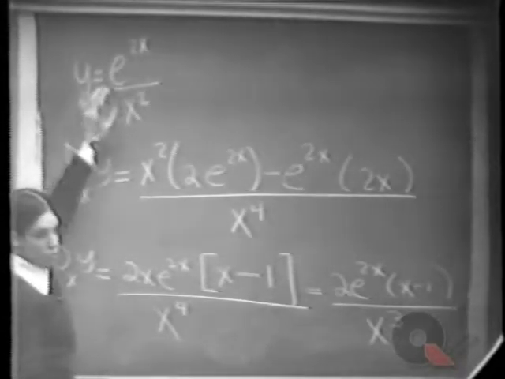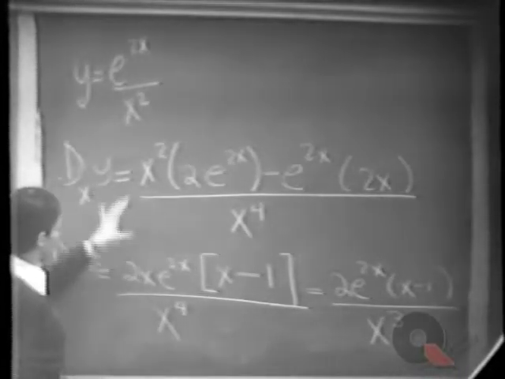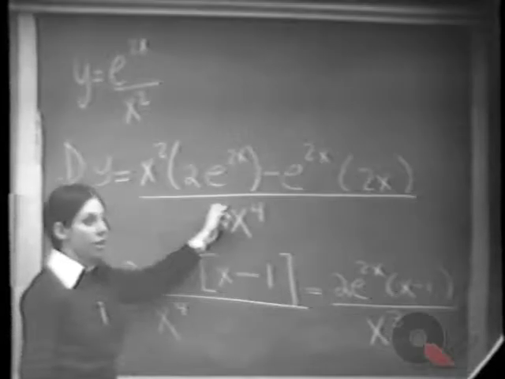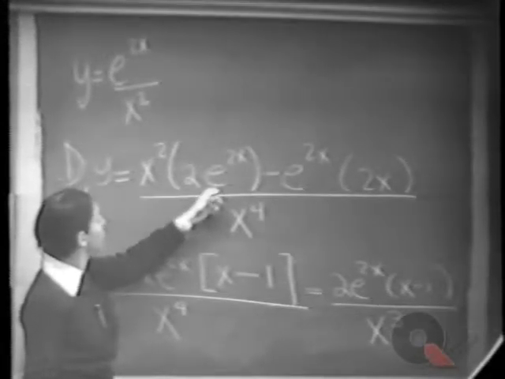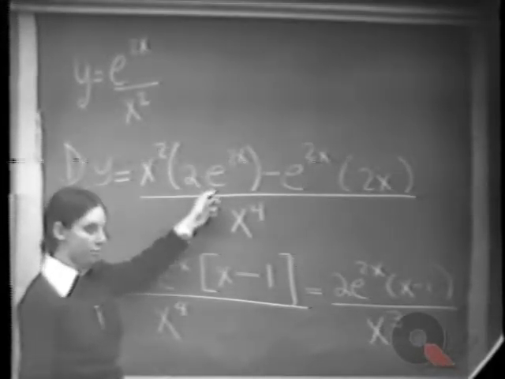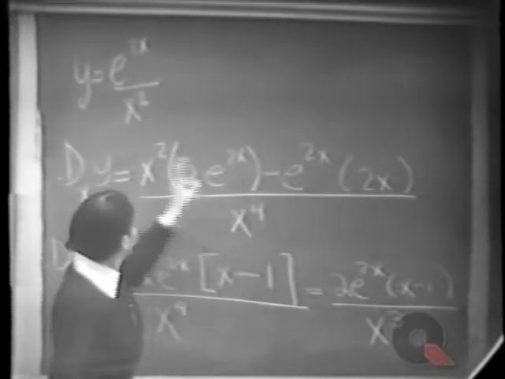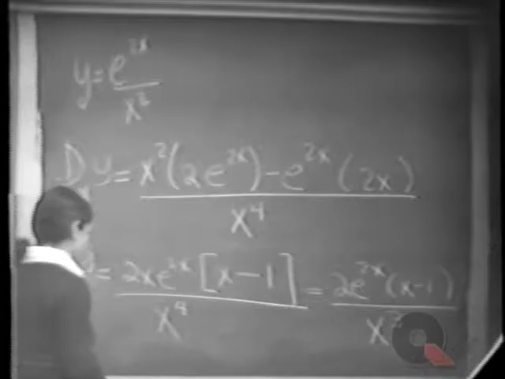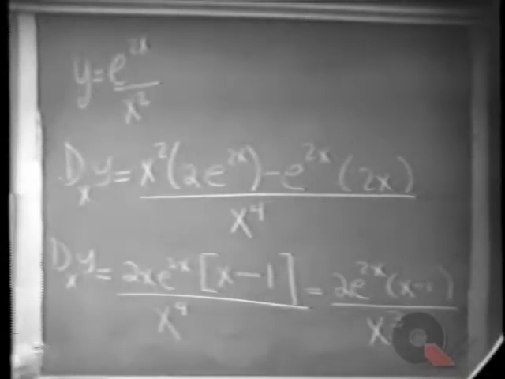Once again, what we had was a quotient. We found the derivative of y with respect to x by saying the denominator times the derivative of the numerator. And when we found the derivative of the numerator, we had to use the formula for e to the f of x power. Minus the numerator times the derivative of the denominator, all over the denominator squared. And then we just did a little simplification.